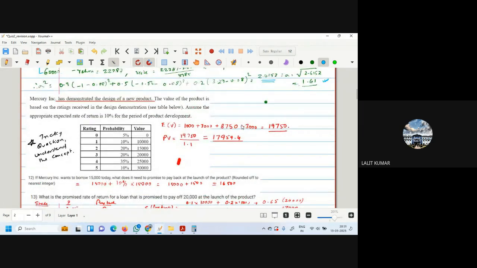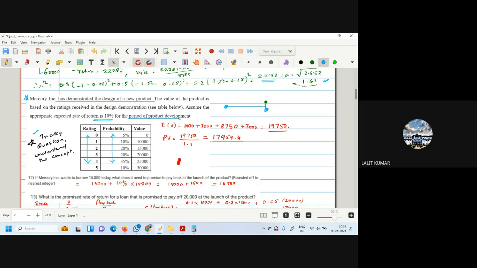Okay. On the same concept, the same question is there. This question is slightly tricky, that's why I have written it here. Mercury Inc. has demonstrated the design of a new product, so it is only in the design phase. The value of the product is based on the ratings received in the design demonstration. Assume the appropriate expected rate of return is 10% for the period of product development. It will be launched and completed later, so we will calculate the expected values after 1 year based on these ratings with the probability and the value.